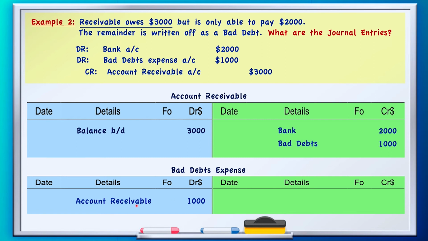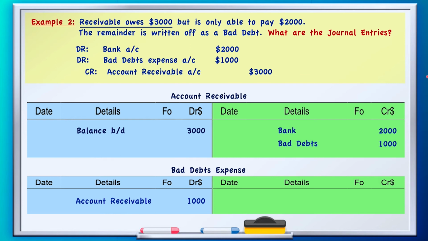This is your second example. And what you would notice, the account looks the same, except for one thing. There is an additional entry, which would be bank. But for bad debts, if there's a partial payment, this is always how your accounts receivable would look, with a balance, bank, bad debts, and then your bad debts account, always on the debit side, the name of the receivable.